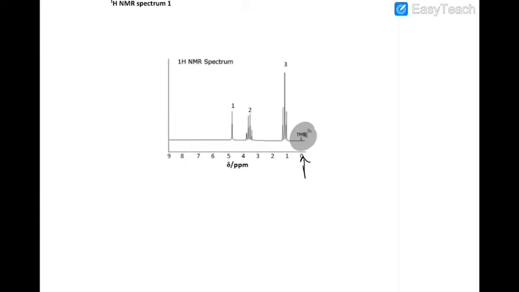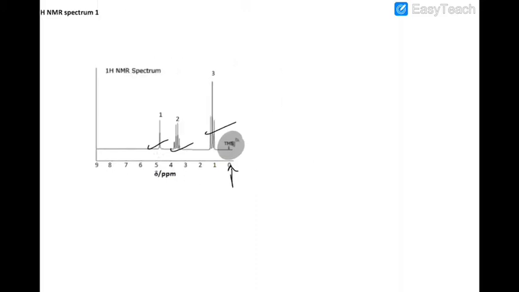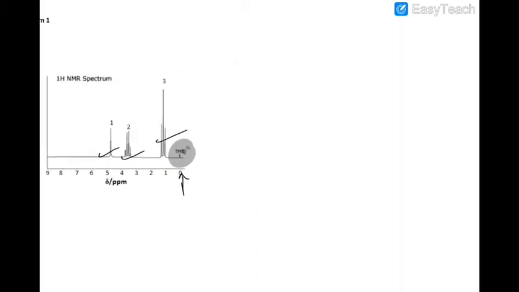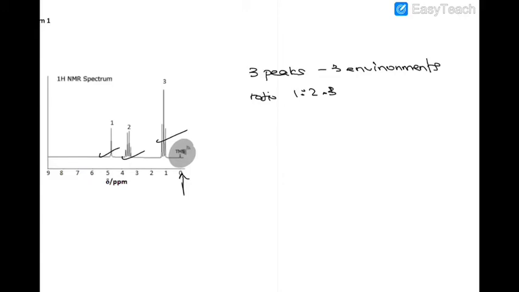Let's see this first NMR. So here you have 3 different peaks. If you have 3 different peaks, it means you have protons in 3 different environments. The 3 peaks are in the ratio 1:2:3, which means that in the first environment you have 1 proton, in the second environment you have 2 protons, and in the third environment you have 3 protons.